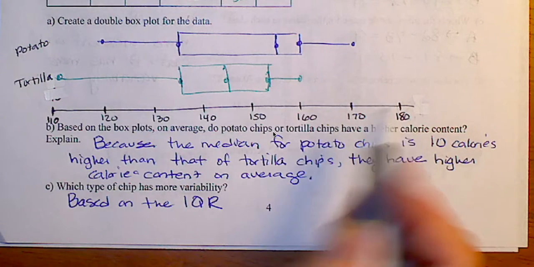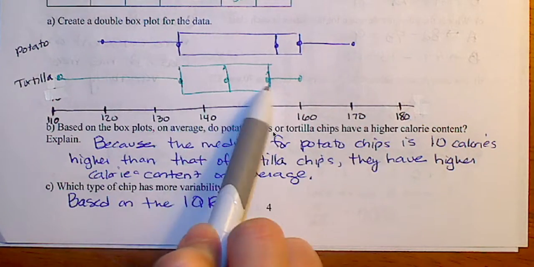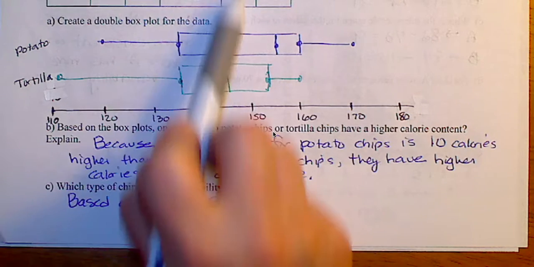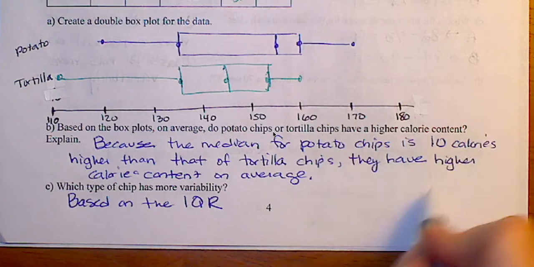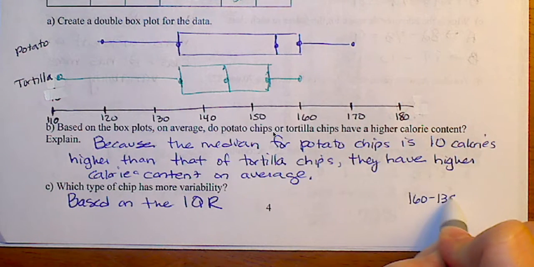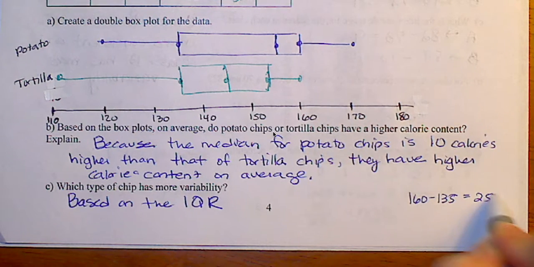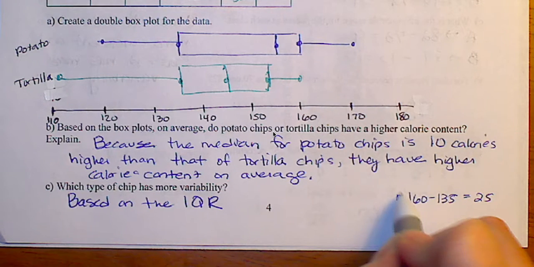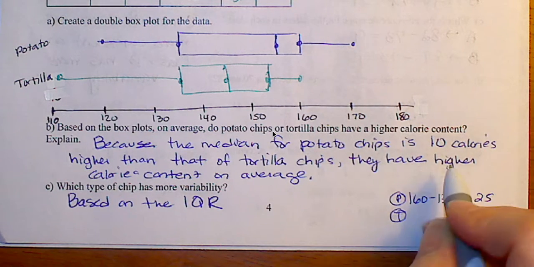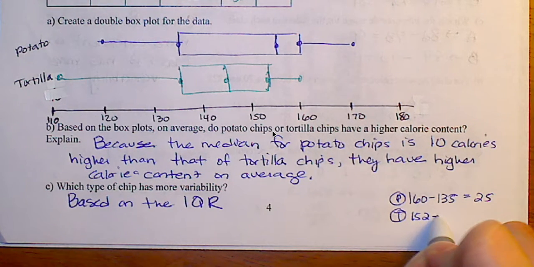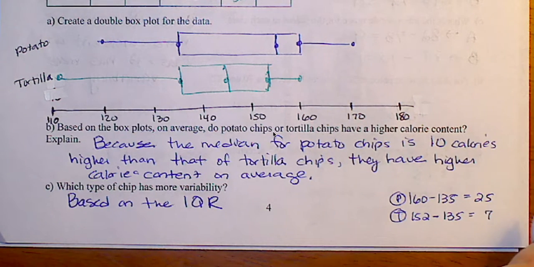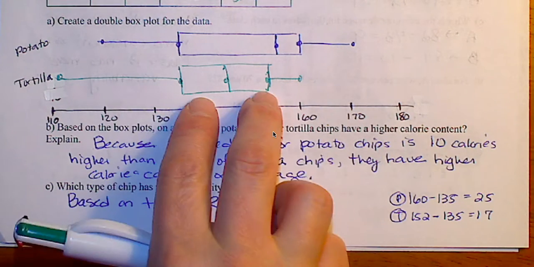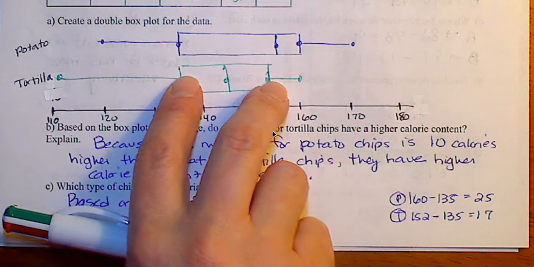Now the IQR, remember, is just the range of the box. So we take the quartile 3 and subtract the quartile 1. So we've got 160 minus 135, which is 25. That's for potato. And tortilla would be 152 minus 135, which is only 17. And you can tell just by looking at the box that the box is smaller here.